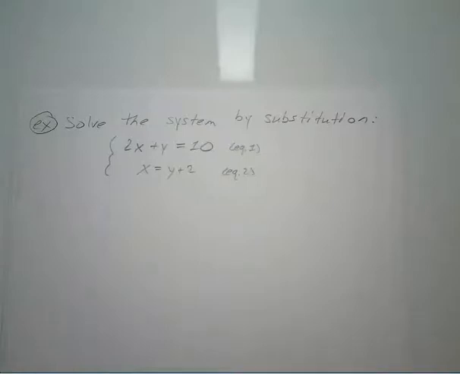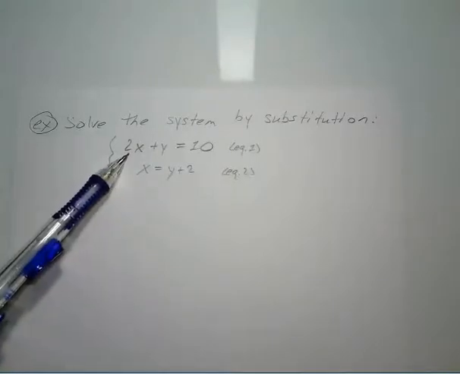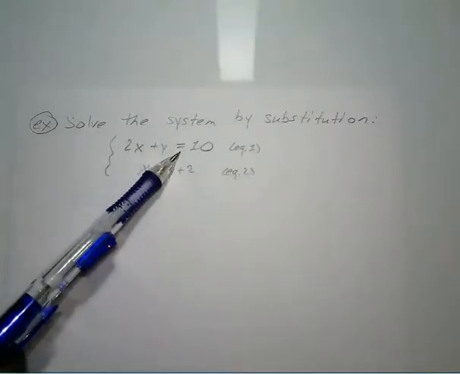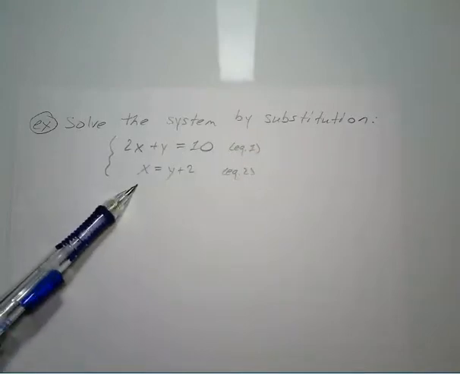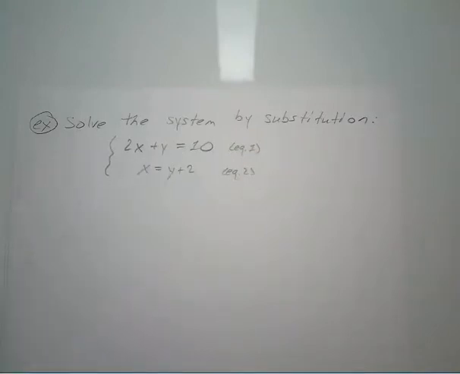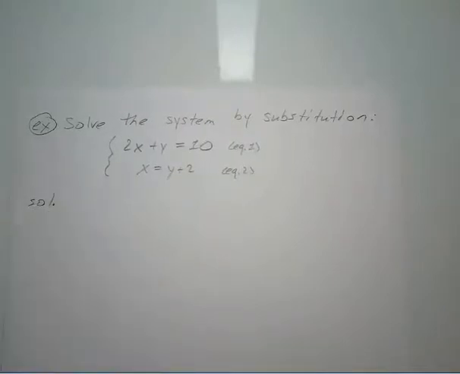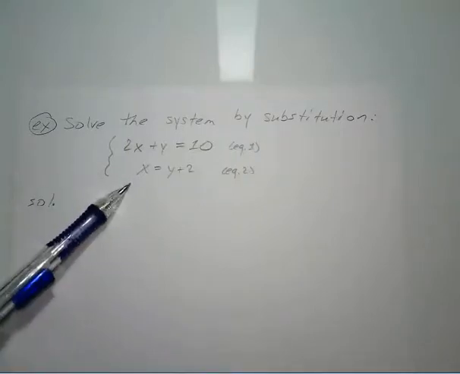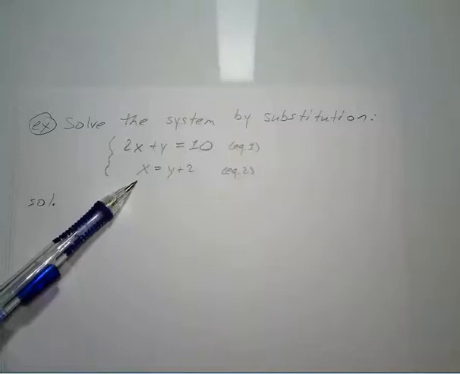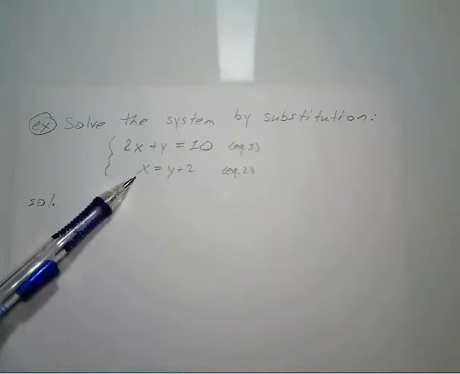So let's say, for example, we wanted to solve the system by substitution. Equation 1 is 2x plus y equals 10. And equation 2 is x equals y plus 2. Now when solving a system by substitution, you always want to isolate one of your variables. With this one, they actually did it for you. The x is already isolated.